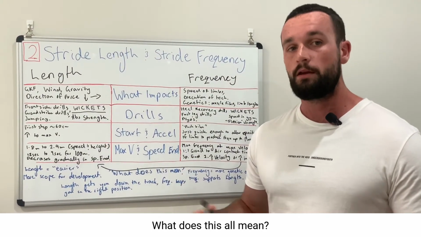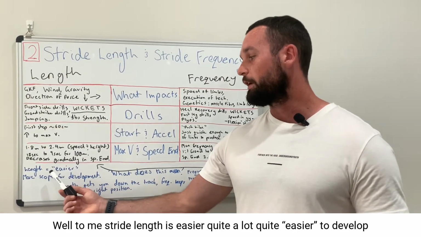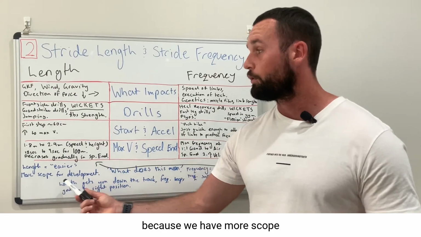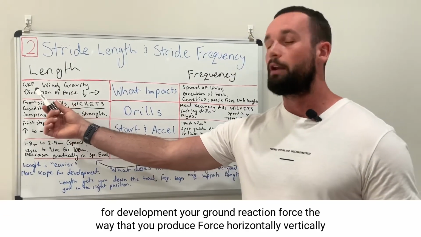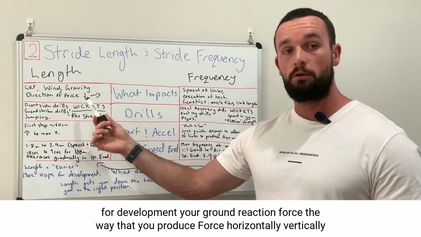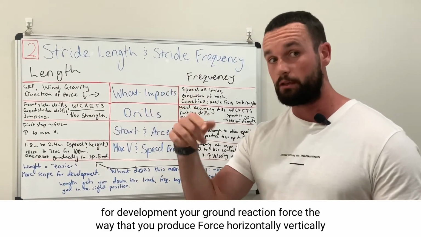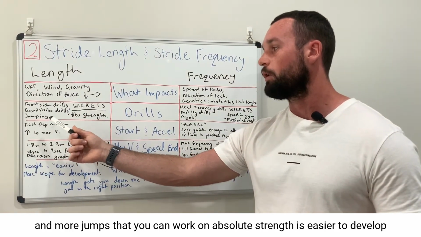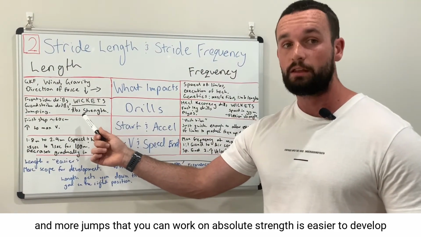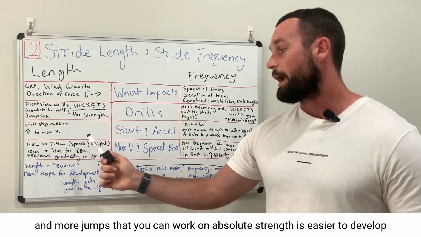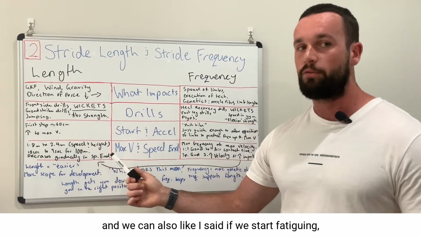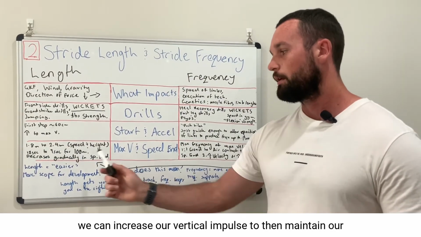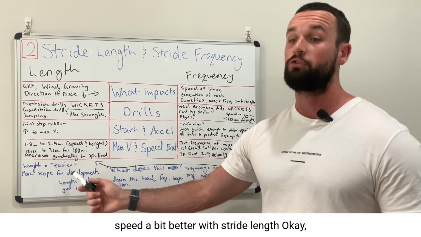Now there's a lot there. What does this all mean? Well, to me, stride length is, quote unquote, easier to develop because we have more scope for development. Your ground reaction force, the way that you produce force horizontally, vertically, or up and down, I should say, you've got more drills and more jumps that you can work on. Absolute strength is easier to develop. And we can also, like I said, if we start fatiguing, increase our vertical impulse to then maintain our speed a bit better with stride length, okay?